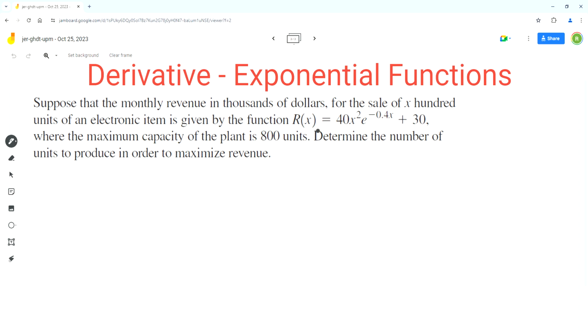So we are given the revenue function for an electronic item, and we need to find the x value, which represents the hundreds of units of an electronic item that will maximize revenue. So the first step is to write the revenue function and find out its domain.